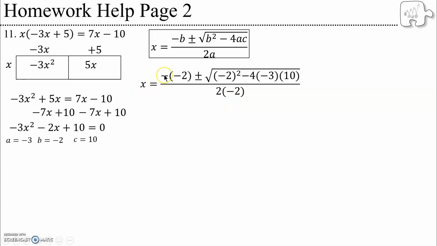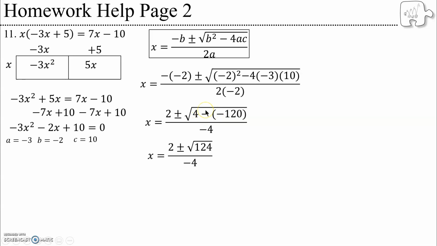So we have x equals the opposite of negative 2, which is positive 2, plus or minus the square root of negative 2 squared, which is 4, and then 4 times negative 3 is negative 12, and negative 12 times 10 is negative 120. 2 times negative 2 is negative 4. Now we can simplify this: 2 plus or minus, and we're going to be adding here because it's minus a negative. So it'll be 124 inside there. Now we're at the point where we can plug it into our calculator.